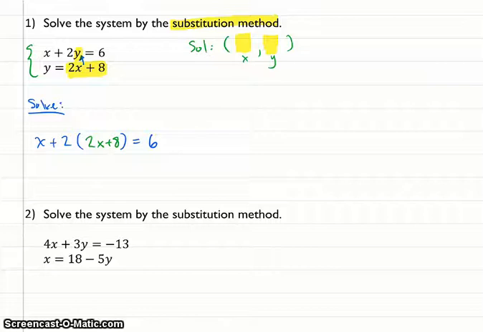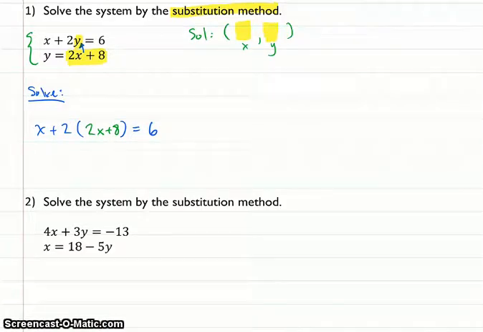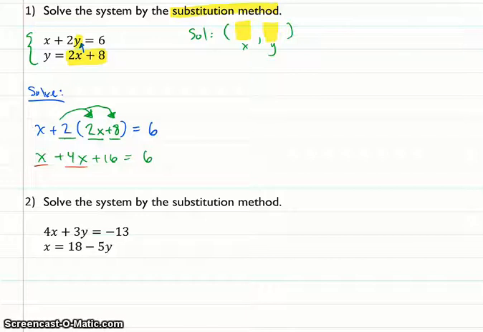From here, I'm going to distribute the plus 2, so I'd get x, 2 times 2x is plus 4x, and then 2 times plus 8 is plus 16, is equal to 6. And then I'm going to combine like terms. So x plus 4x is 5x, plus 16 is equal to 6.